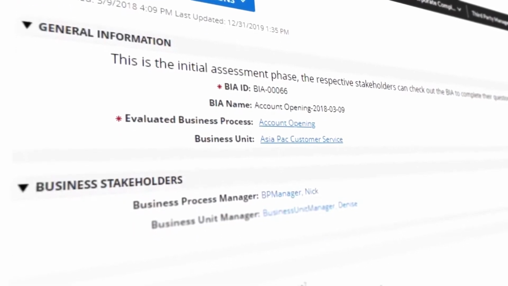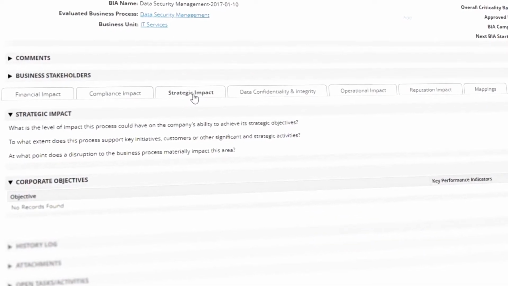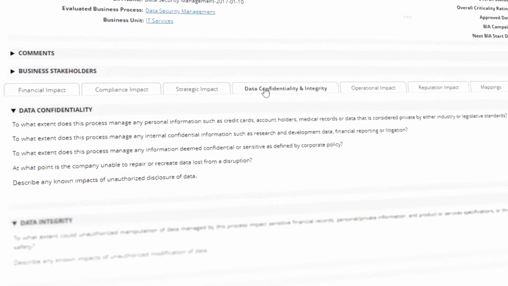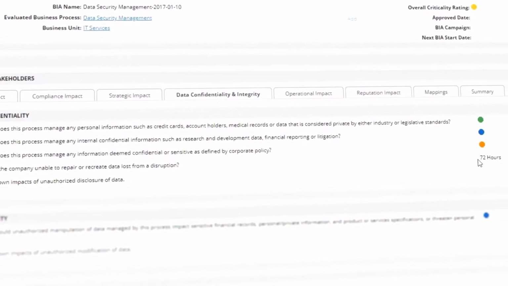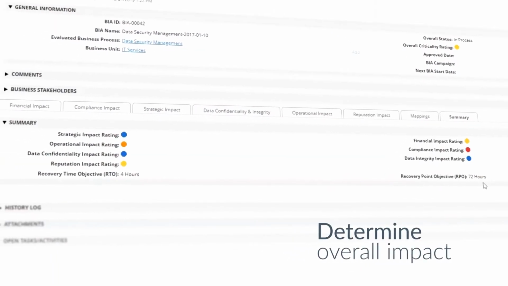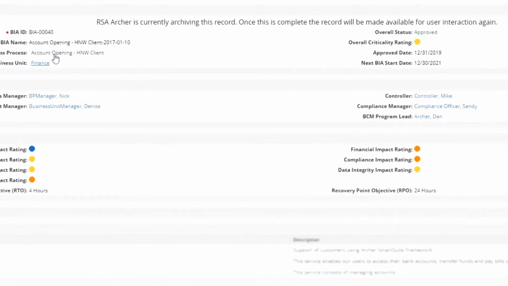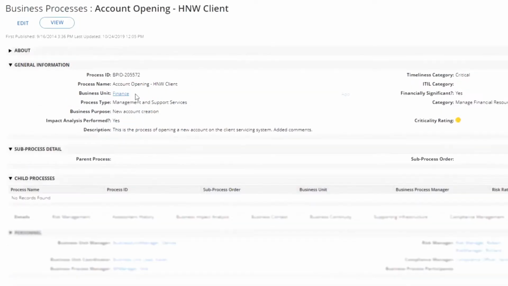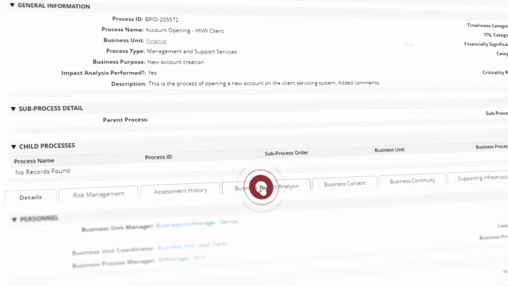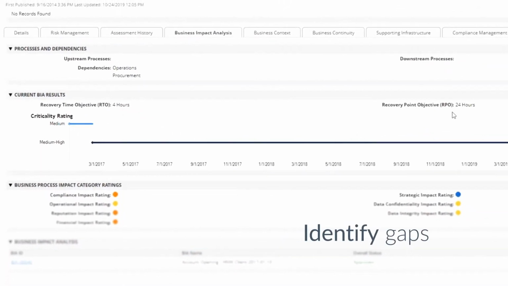With this insight, you can create response plans to direct recovery efforts, and end users can create an individual BIA or automate a BIA campaign. The analysis of BIA targets is performed within each risk category and across categories to determine overall impact ratings. The BIA helps establish and capture recovery point and recovery time objectives for the assets being assessed. Those objectives are compared against business continuity and disaster recovery plans, or BCDR plans, to identify gaps in response plan achievement versus business requirements.